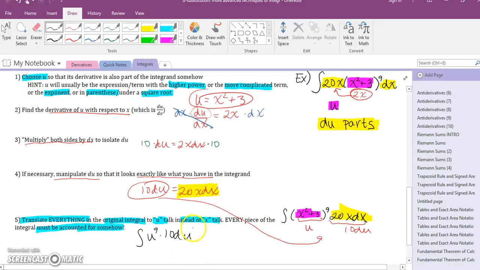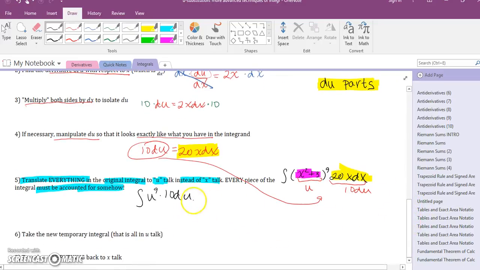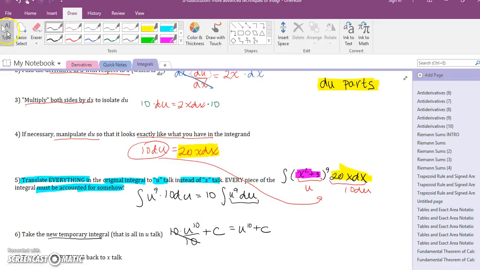And now everything is taken care of, everything is accounted for, and now this is going to be a pretty easy integral to take. Properties of integrals, we talked about you could take a constant, pull it out. Hopefully you watched that video before this video. And now you're actually going to take your new temporary integral. So 10 is just along for the ride. I'm going to do the antiderivative of that. That would be adding 1 to my power, dividing by the new power. Now I'm adding my plus c because I'm actually doing my integral. These cancel, and I have u to the 10th plus c.